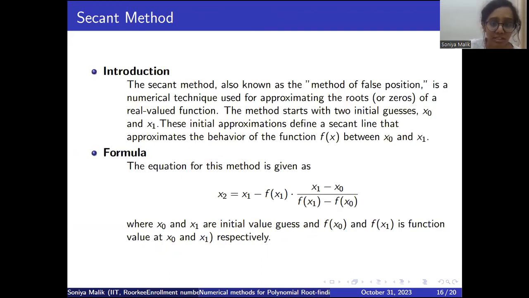So next we have the secant method. The secant method is also a method to calculate the root of a polynomial. In this method, we have to guess two values x0 and x1 between which we want to find the root of the polynomial. So the formula for the secant method is x2 is equal to x1 minus f(x1) times (x1 minus x0) by (f(x1) minus f(x0)). x1 and x0 are the two initial values we have chosen, and f(x1) and f(x0) are the values of the function at x1 and x0.